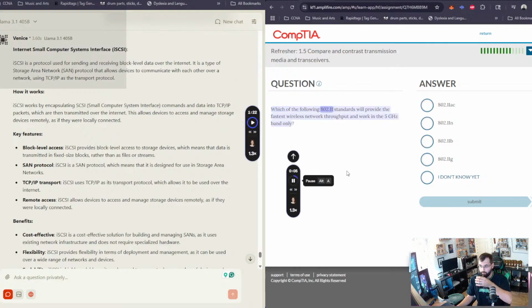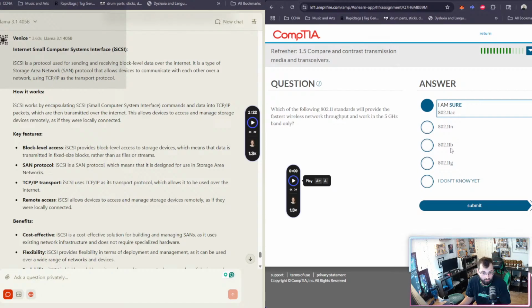Which of the following 802.11 standards will provide the fastest wireless network throughput and work in the 5 GHz band only? It's going to be AC. That's legacy, and that is 2.4 and 5.